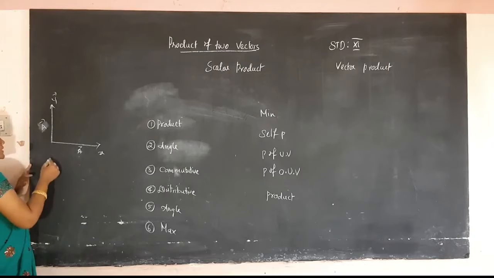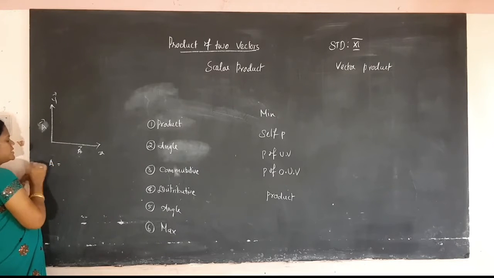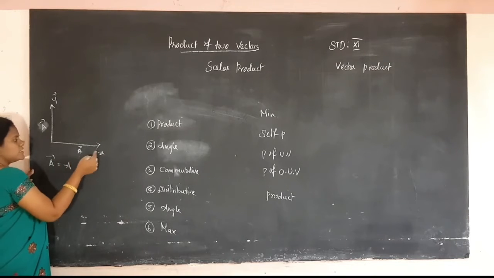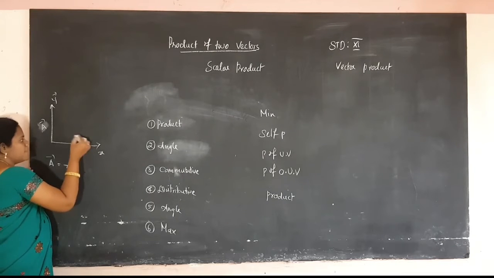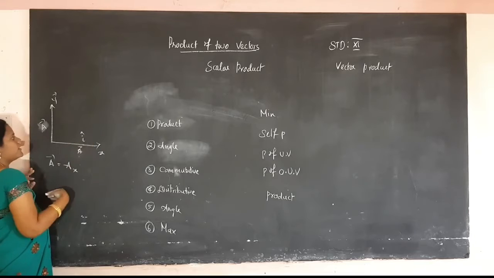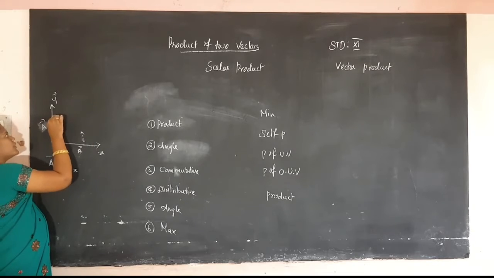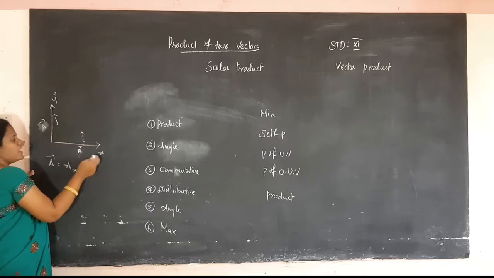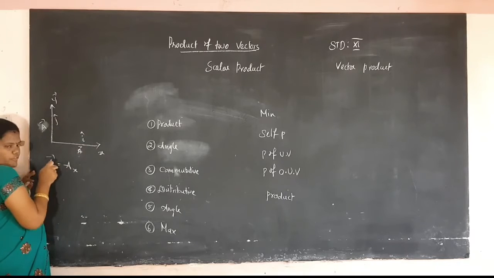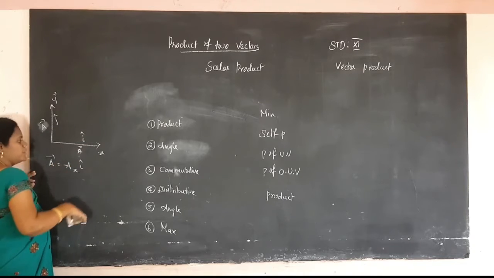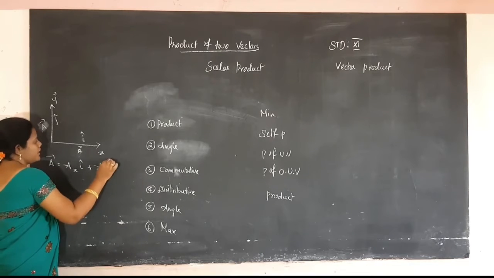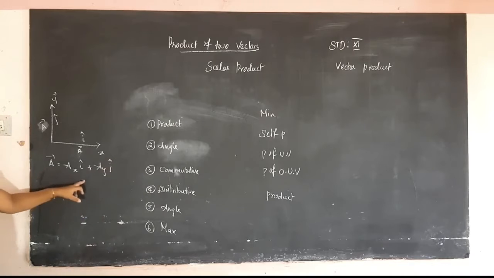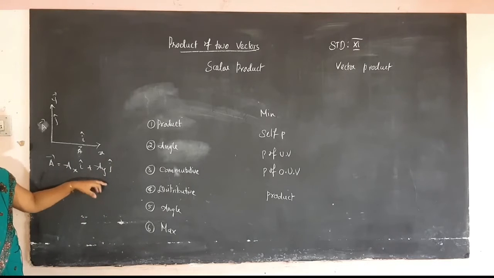So the resultant a vector will be mentioned as a x in the x axis. In the x axis it is mentioned with the orthogonal unit vector i cap. In the y axis the orthogonal unit vector is j cap. So a x, the x component of a vector, into the unit vector i cap, plus the y component of the vector into the unit vector j cap. This is the component form with unit vectors.